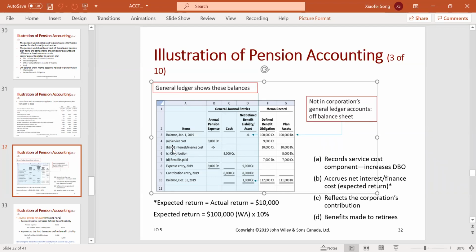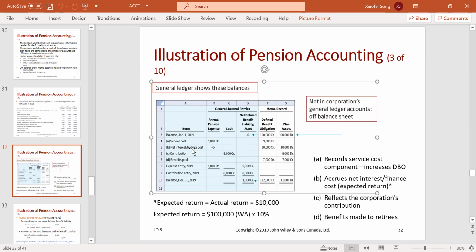So the first one is the service cost incurred during the year. That will increase the defined benefit obligation because that's the benefit earned by employees, and it also increases the expense. Remember, we said the items that affect expense will be all the items that affect the plan assets and the DBO, except benefit paid. So the first one increases this.